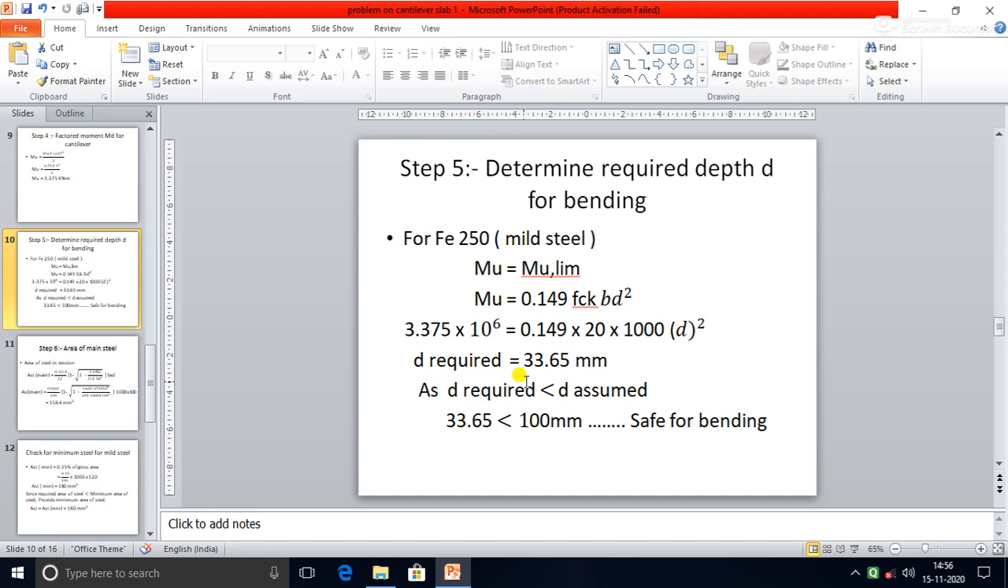So this d required is less than d assumed. That is, the assumed depth is more than the required, so it can sustain the load. As depth increases, it can bear a larger bending moment. If depth reduces, the bending moment it resists is lower. So the assumed depth is more than that required for the bending moment, so it is safe for bending.